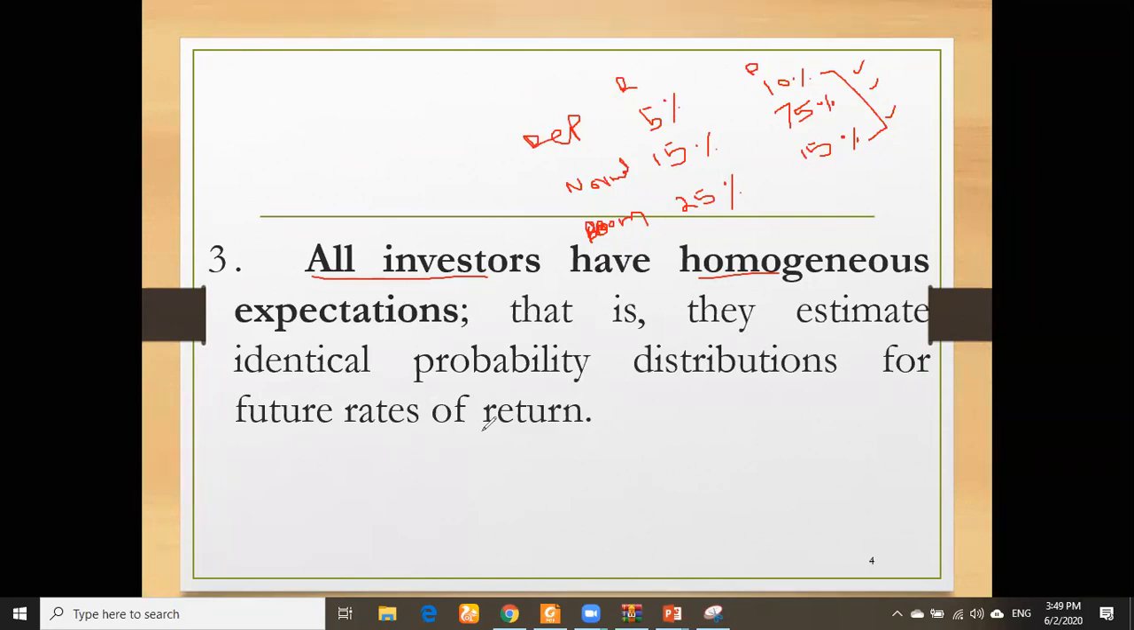Although this is an assumption and different people may have different subjectivity towards the different convictions, that whether the things will remain normal or the economy will be in boom.